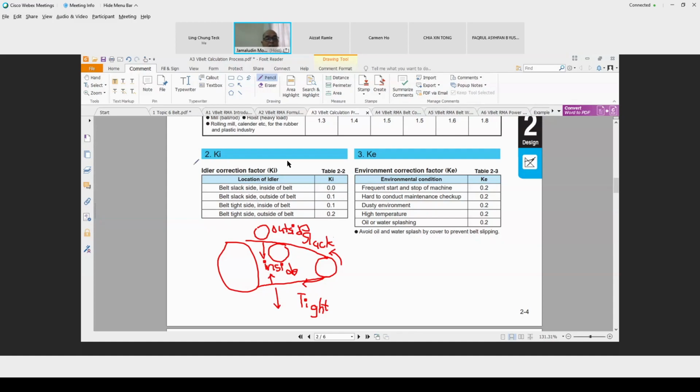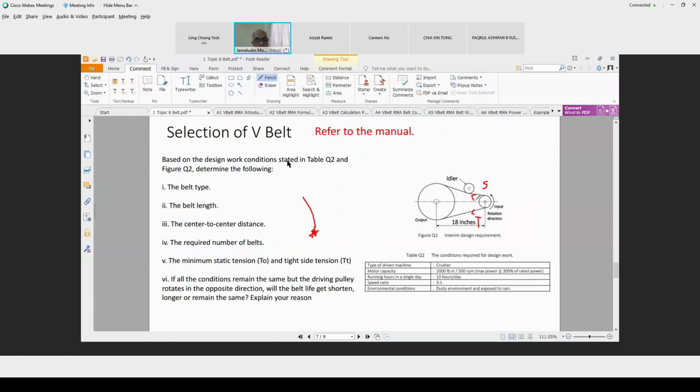The main idea of the idler correction factor is to compensate for the life of the belt. Remember this is going to be your position. First of all, you need to identify the slack side and the tight side first. If the idler happens to be inside here, that will be inside. If the idler is positioned outside the belt, it is going to be outside. All right. Let's go to our problem.